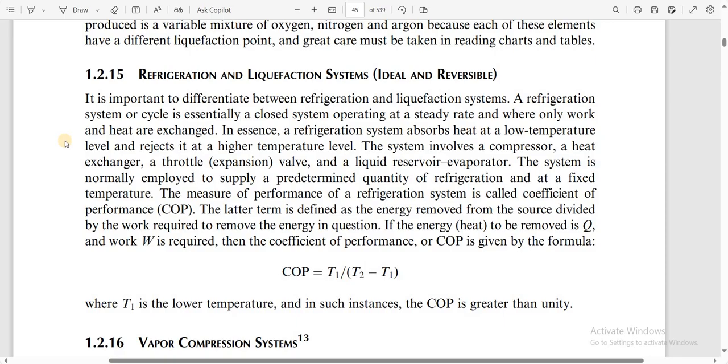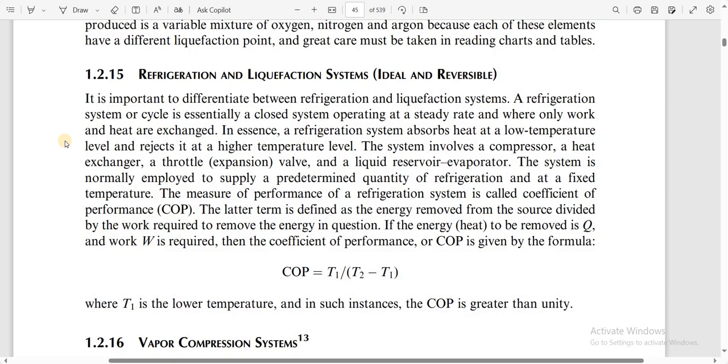A refrigeration system or cycle is essentially a closed system operating at a steady rate, where only work and heat are exchanged. In essence, a refrigeration system absorbs heat at a lower temperature level and rejects it at a higher temperature level. This system involves a compressor, a heat exchanger, a throttle expansion valve, and a liquid reservoir evaporator. The system is normally employed to supply a predetermined quantity of refrigeration at a fixed temperature.